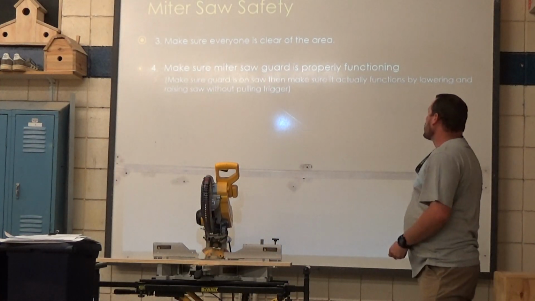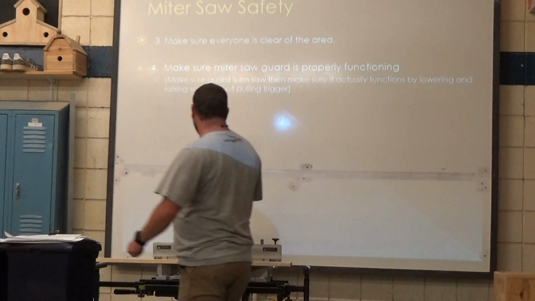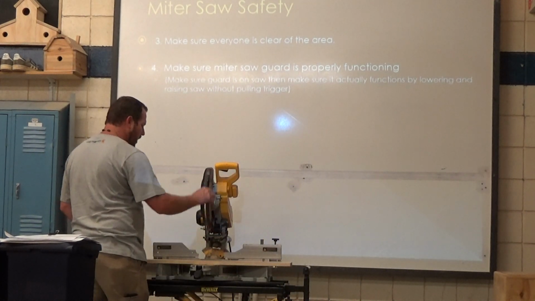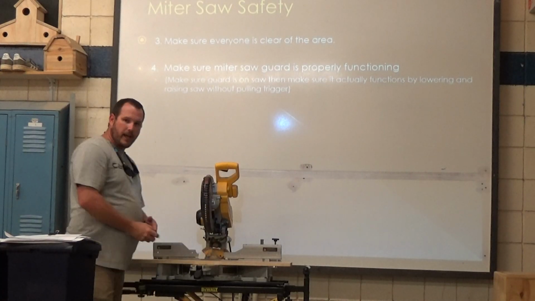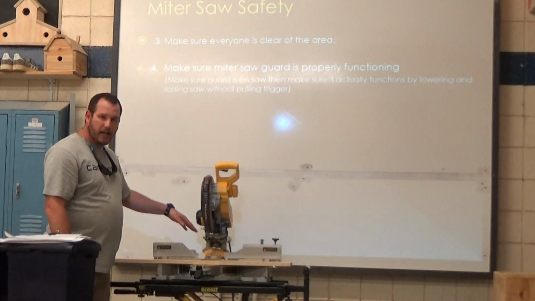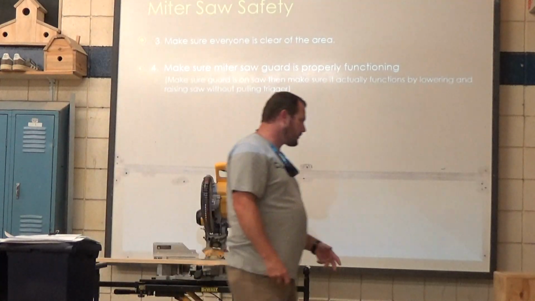Number 4, make sure the miter saw guard is properly functioning. Functioning just means that it's on there and it works. This one retracts like it should, so if you pull it down, it retracts out of the way, and when you let it back up, it retracts back into place. So this one does function.